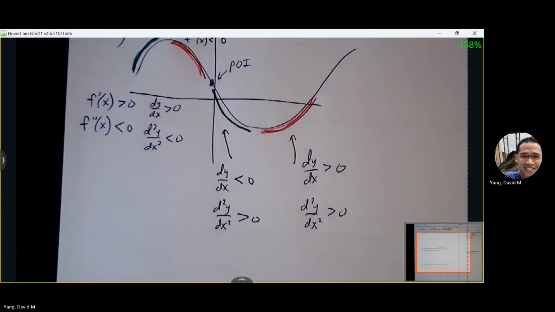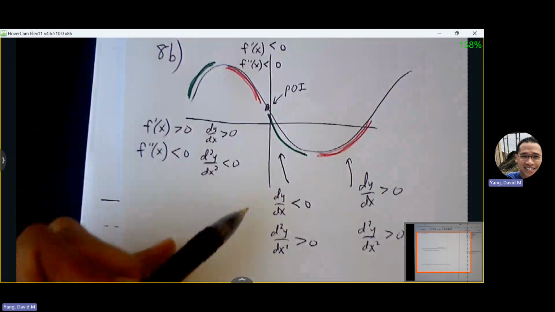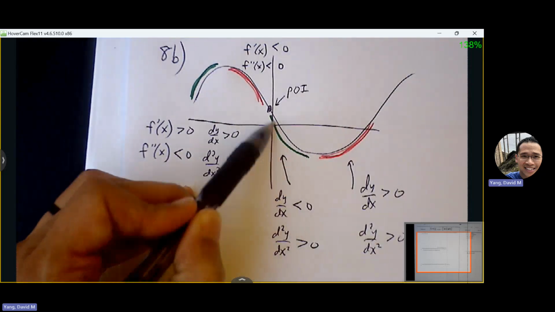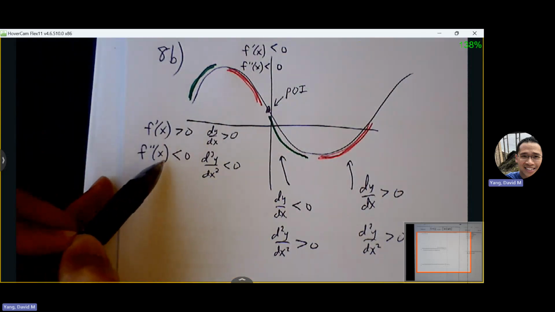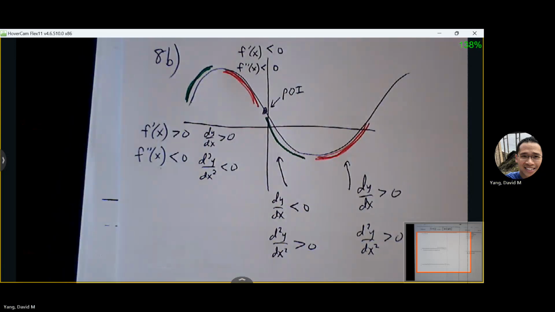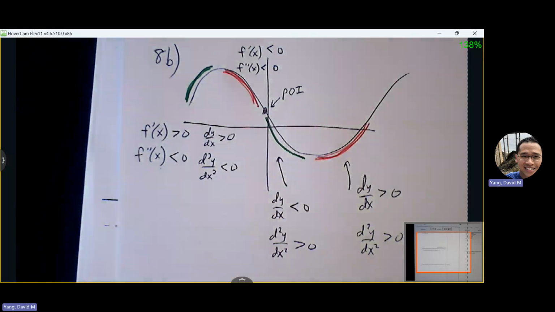So if you were asked to sketch what a graph looks like if its slope is negative and concave up, you'll sketch this portion of the graph. If you're asked to sketch what f prime positive and f double prime negative looks like, it'll be this portion of the graph. So there are 4 ways that the slope and concavity can interact with each other, and they're going to create 4 different ways that a curve can look.